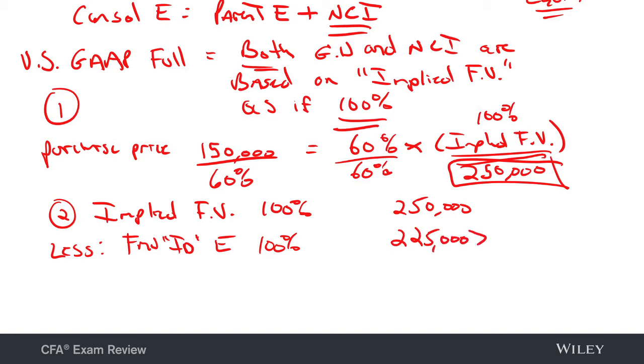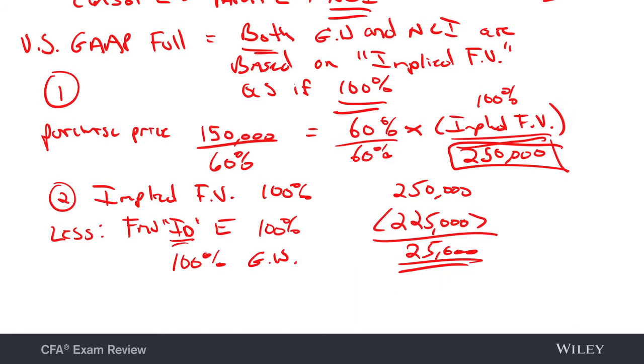Well, why would you then purchase it for $250,000 if the fair market value of the identifiable equity is only $225,000? Why would you pay $250,000? What's that extra $25,000 for? I don't know. It's nothing that I can identify. It's unidentifiable. But since we can't call it "I don't know," what do we call it instead? Goodwill. So 100% of the goodwill has got to be $25,000, right? There it is. So that's 100% of the goodwill.